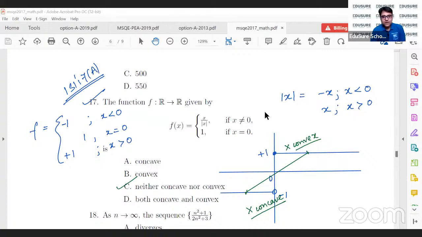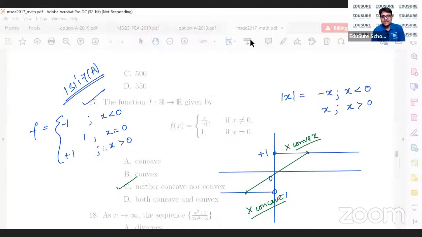Only the line y is equal to -1. Y is equal to -1 is a straight line. It is convex and concave both. But this is not the line y is equal to -1; this is y is equal to -1 and discontinuous. Where the 2 comes in, convexity and concavity do not hold. Okay, let's go to the next question.